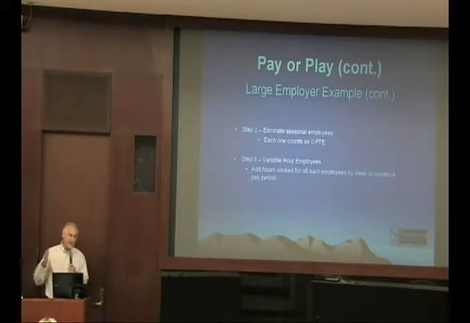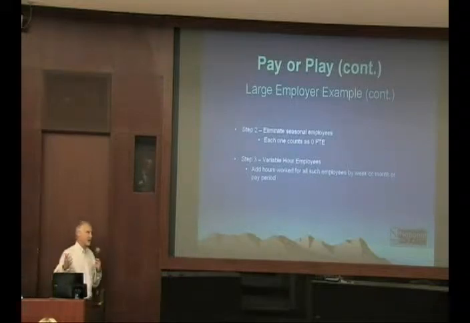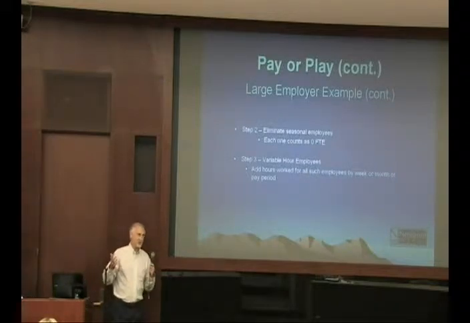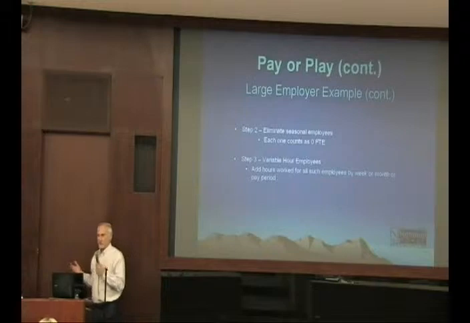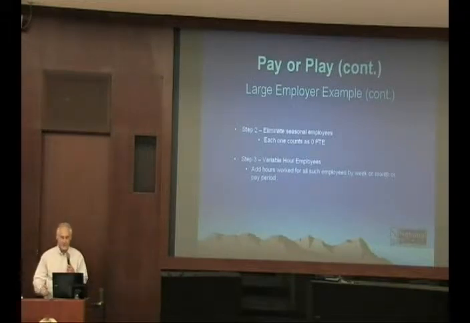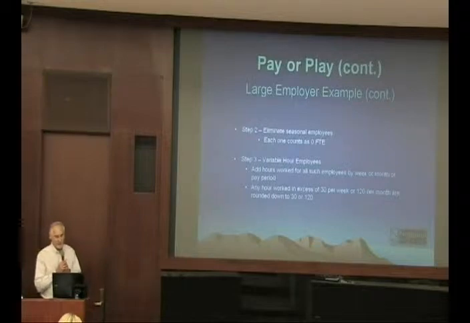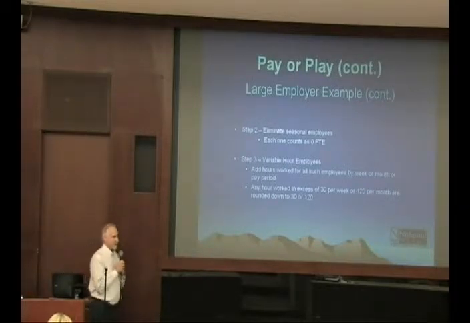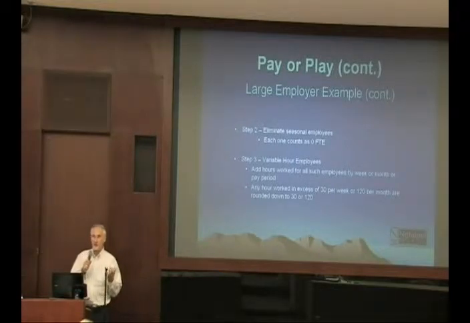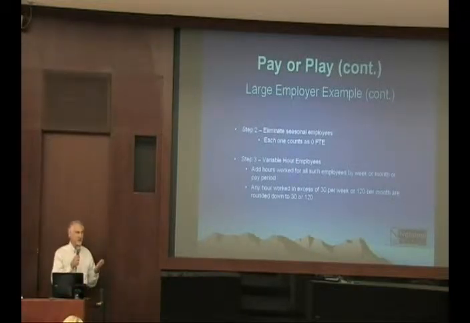So you add all the hours for all such employees. You can do it in the aggregate, but you really don't want to do that because you're going to need to have the information on a person-by-person basis later. So you have to do it person by person. Any hours worked in excess of 30 hours a week or 120 a month, you can round down to 30. In other words, when you do this calculation, if someone works 35 hours in a week, he's going to come up as more than 1 full-time equivalent. When you do the calculation, you don't want to do that. Round everybody down to 30 hours a week.